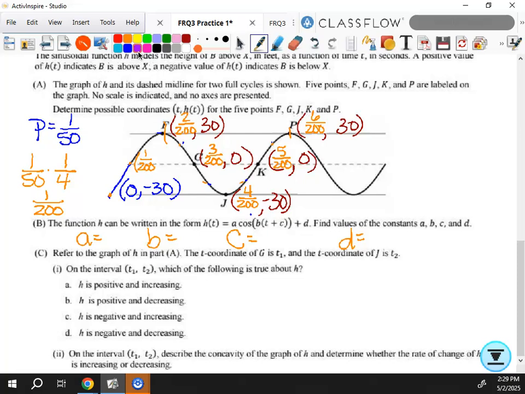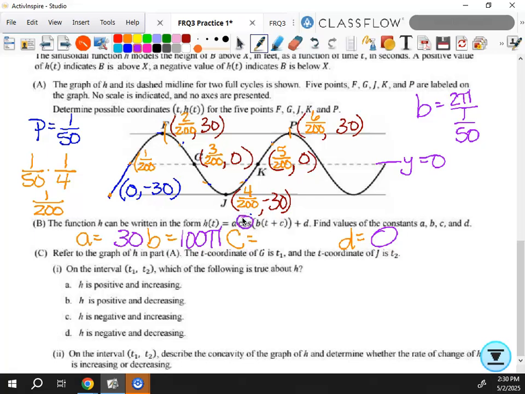All right. So what is D? 0. Okay? That is a possible answer because right here, this would be y equals 0. There's absolutely nothing wrong with 0. A is what? 30. At least to begin with, right? And then B comes from the period, so B would be 2 pi divided by 1 over 50. What's that going to be? 100 pi. Okay, so right now, those 3 things that I just figured out, it doesn't matter if it's sine or cosine. Then I need to look at what it is.